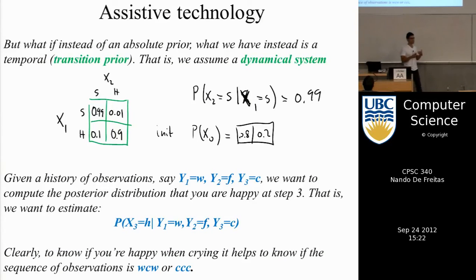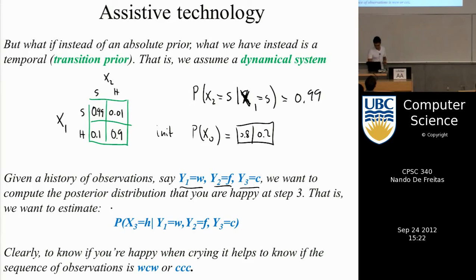But now let's assume we're in this dynamical situation where every hour the robot gets an observation. And so what we really want the robot to do is assume that you're given a sequence of observations, like you were watching Game of Thrones and you went to Facebook and you started crying. Okay? I should ask you, how many of you think that this person is happy at this stage?